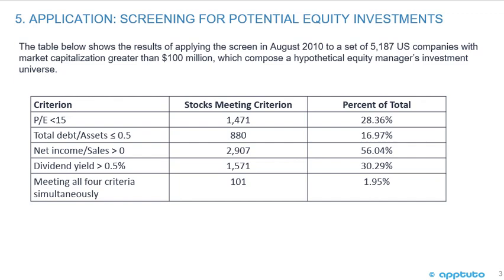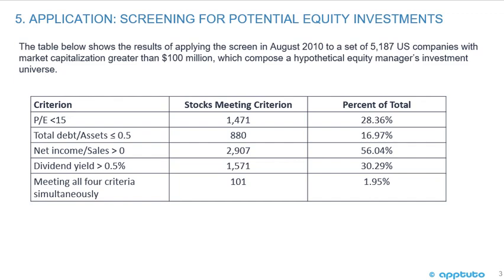1,471 stocks meet the criterion. The set is 5,187, so 1,471 divided by 5,187 is 28.36%. Total debt divided by assets, so debt to assets, less than or equal to 0.5. 880 stocks met the criterion, which was 16.97% of the total.